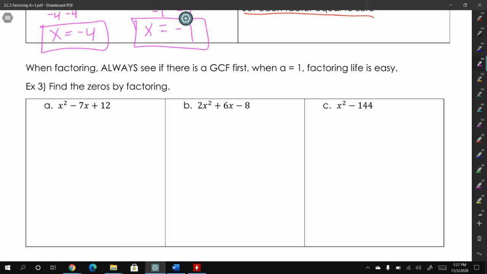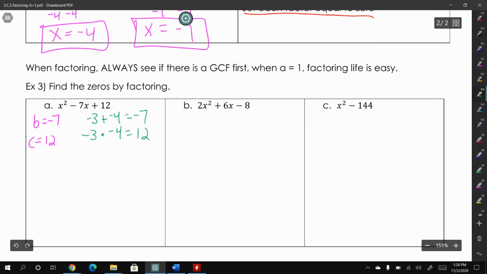Always look for a GCF first, because that will make life easier. In letter A, I don't see any GCF. There's no number that 1, negative 7, and positive 12 have in common. So now I need to find my magic numbers. B is negative 7, and C is positive 12. So two numbers that multiply to positive 12 but add to negative 7. Well, negative 3 plus negative 4 is negative 7, and negative 3 times negative 4 is positive 12. So my two magic numbers are negative 3 and negative 4.